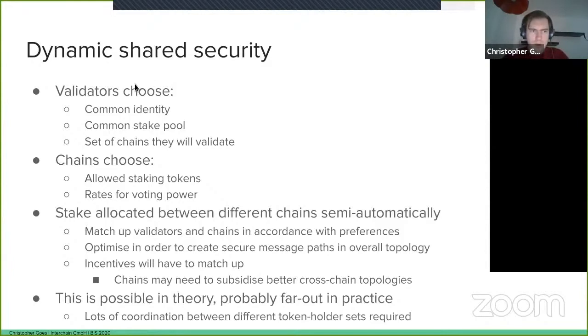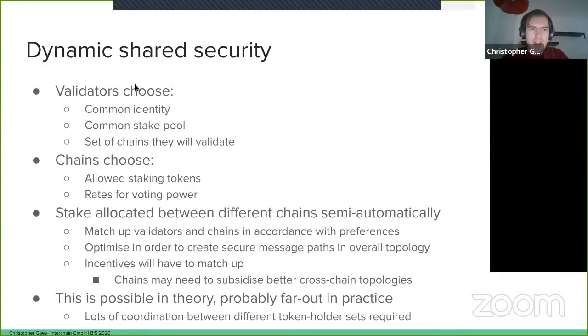So in order to better fulfill what users want, which is the ability to do this safely and cheaply, it would be possible for validators and blockchains to both agree to give up a few degrees of freedom and allow the topology to be optimized a little bit, in order to provide better paths for cross-chain message routing for users. So what would this look like?